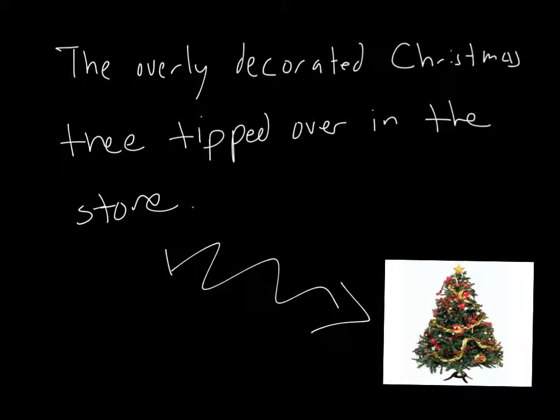Alright, let me tip you off here to a non-example. So we have a sentence here. It says, the overly decorated Christmas tree tipped over in the store. These all are adjectives, right, to describe the word tree here. So let's see if we need to link these up with hyphens. Alright, again, let's read each one by itself.